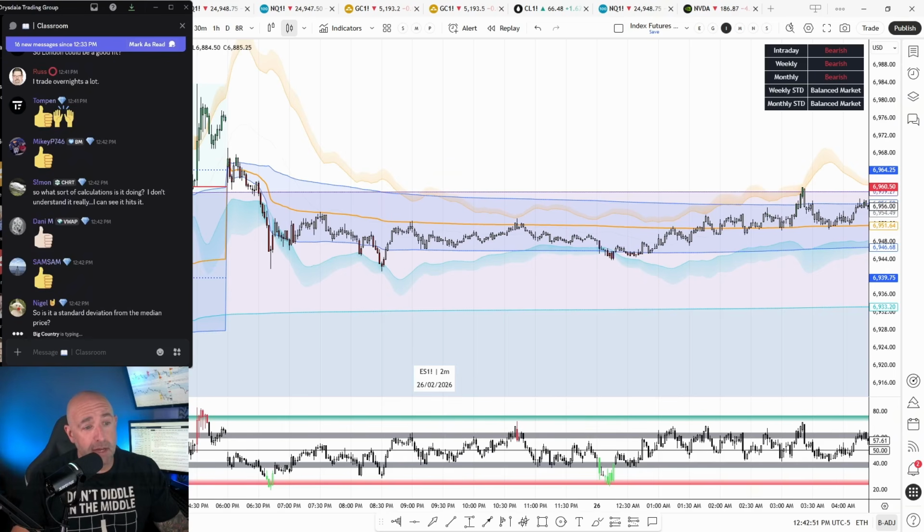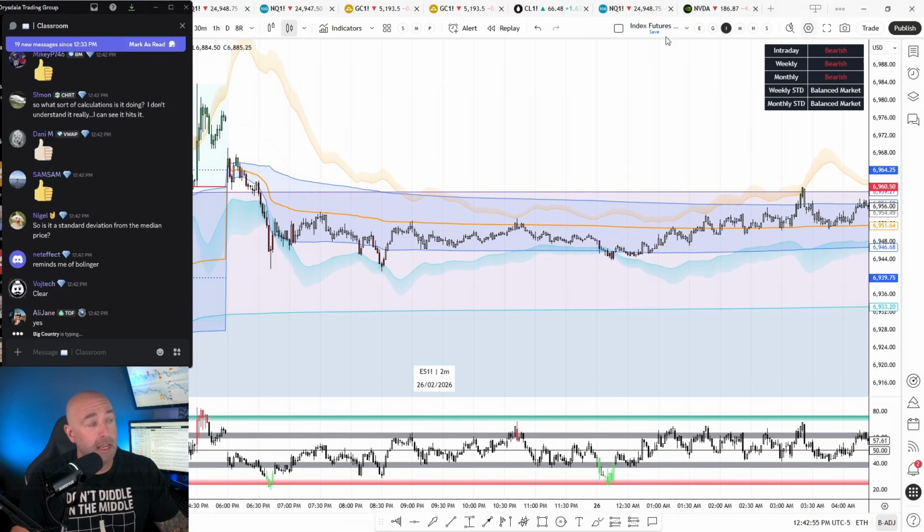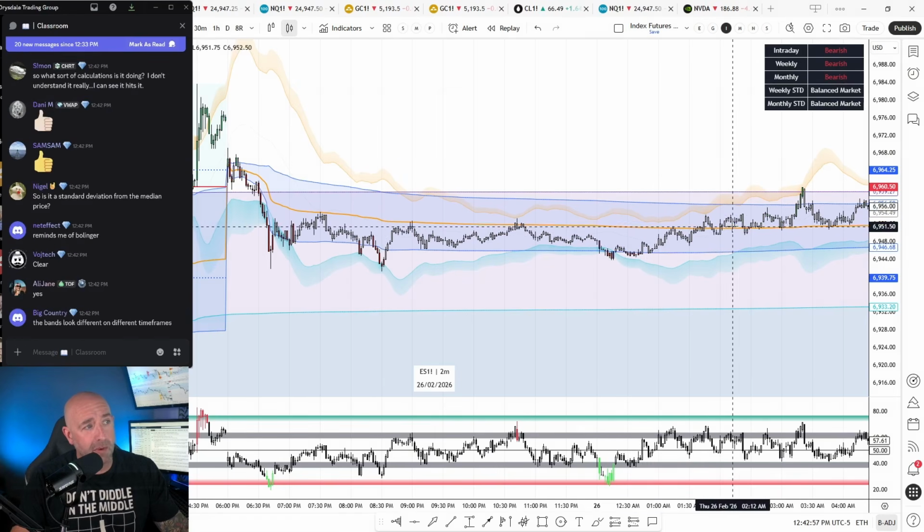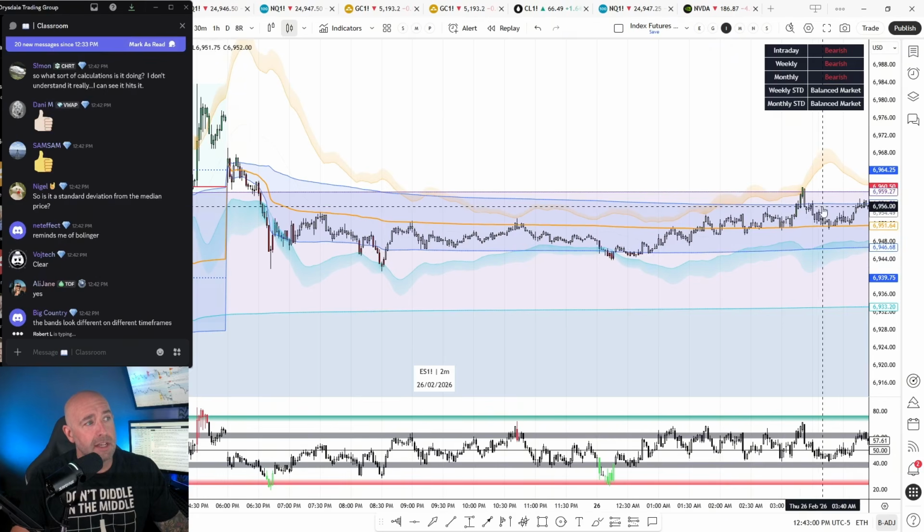So this is based on standard deviations, just like the volume profile, just like the VWAP, except it's based on price, right? So it even has a middle line. So this is the average price.